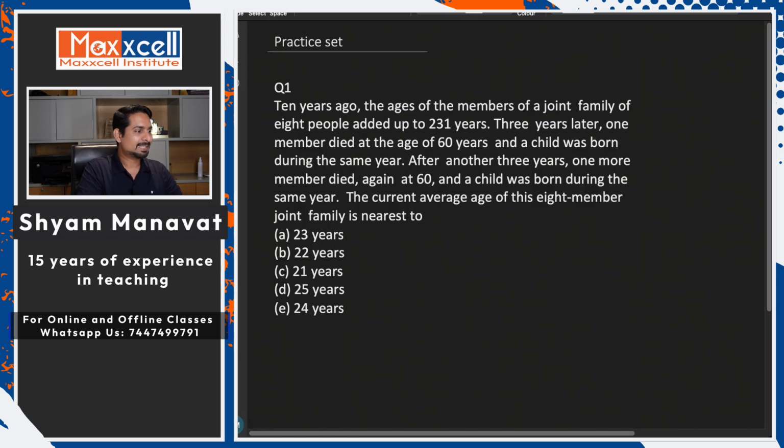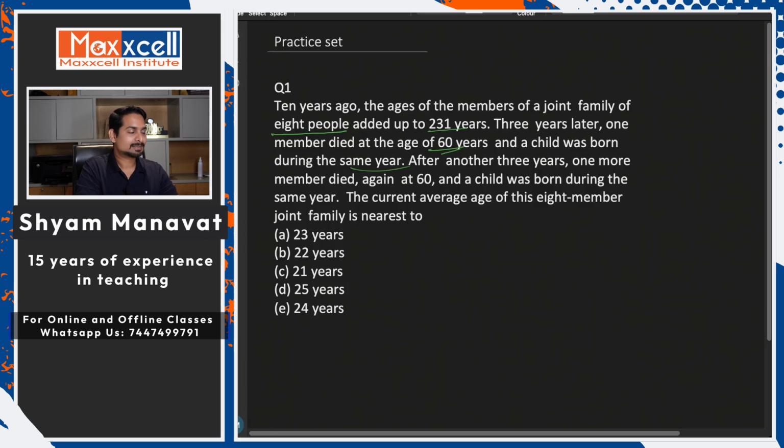The question says 10 years ago the age of the members of a joint family of 8 people. There are 8 people in the joint family and the total age is 231 years. 3 years later, one member died at the age of 60. Okay. And a child born during the same year. So if you get to see a person died and a child born, the number of people in the family at the end of the year will be the same.